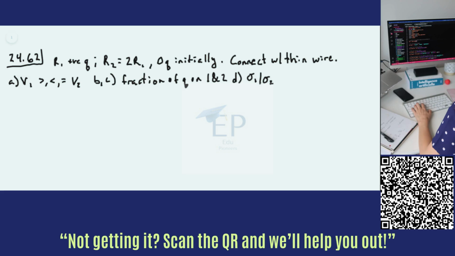24.62, we have two spheres. One is charged initially with a charge q. The second one is twice as big. The radius is twice as big, depending on how you measure the bigness of the sphere. If it's the volume, then it's like 8 times as big. But anyway, it's initially uncharged.